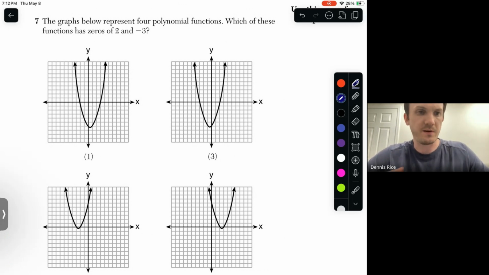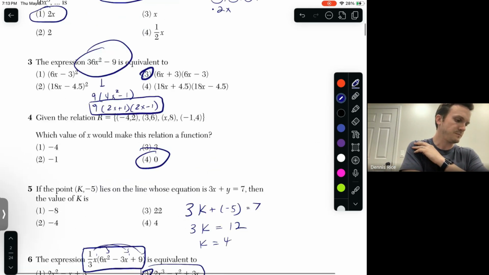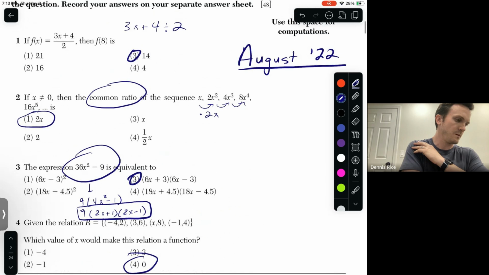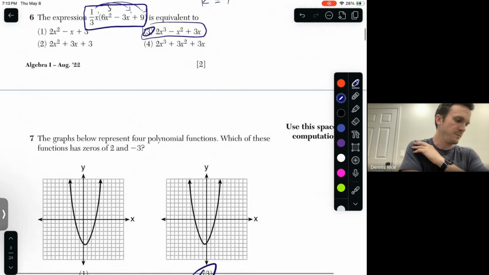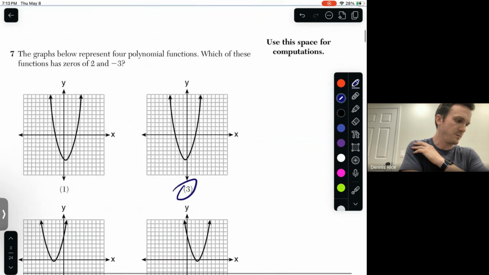Number 7, which of these functions has a 0 at 2 and -3? So first of all, what are zeros again? Roots, yeah, zeros are roots, x-intercepts, where it hits the x-axis. So which one has a 0 at 2 and -3? Choice 3. A lot of 3s so far. Four threes in the first seven questions.